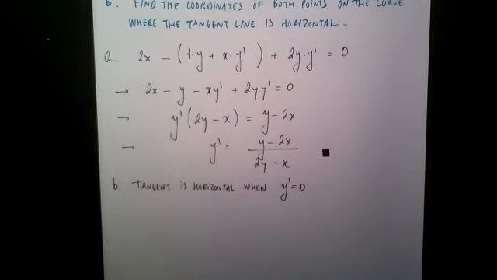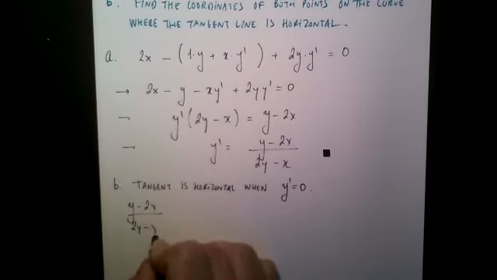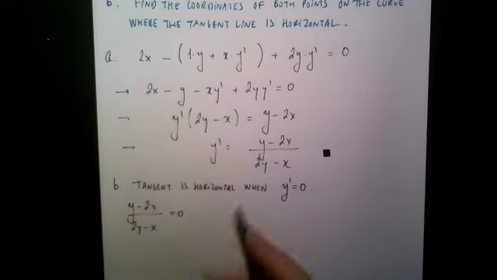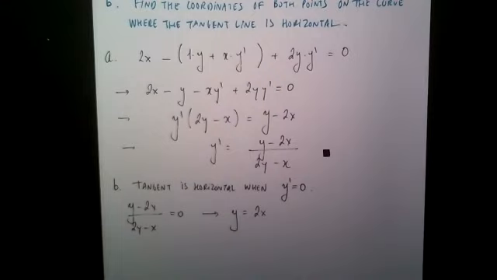Thank you for answering. And so, in other words, we want this expression to be 0. So y minus 2x over 2y minus x must be 0. And of course, the denominator cannot be 0, so the numerator has to be 0. So basically, we want y to be equal to 2x. Okay, so y equals 2x.